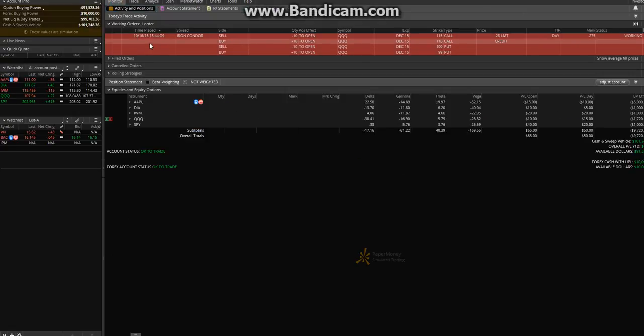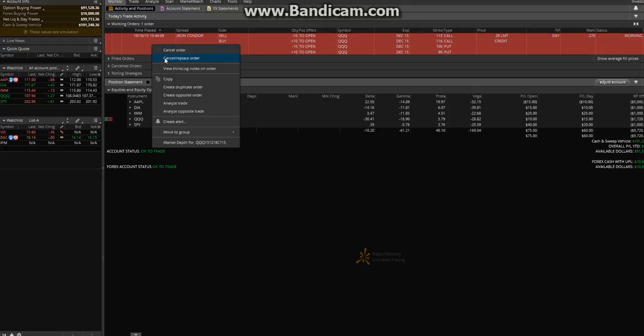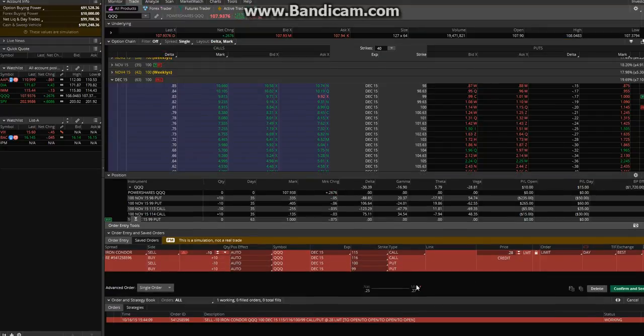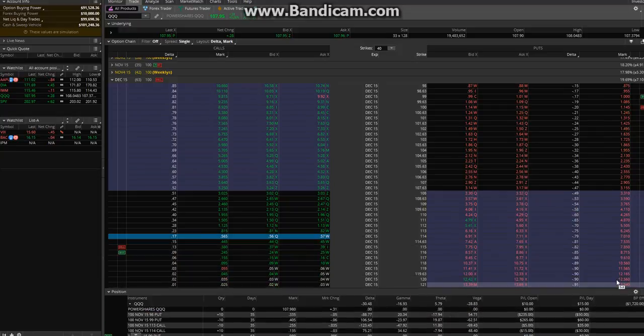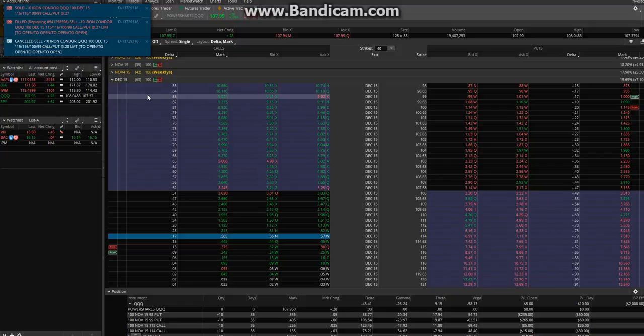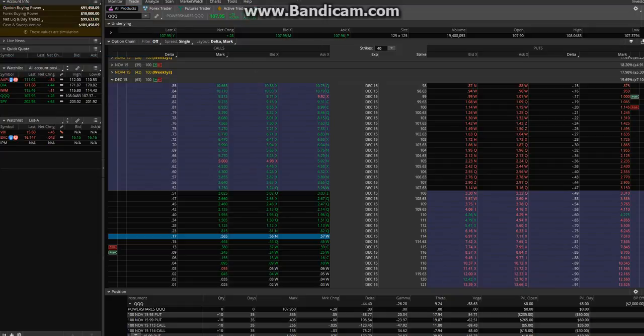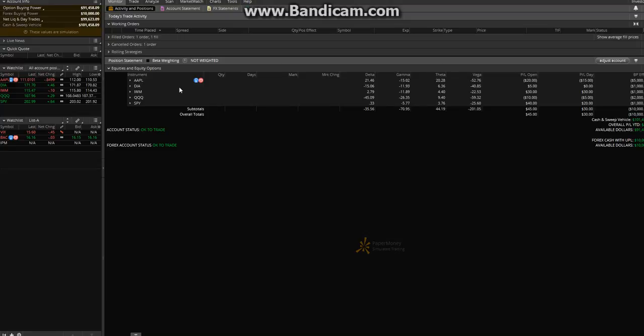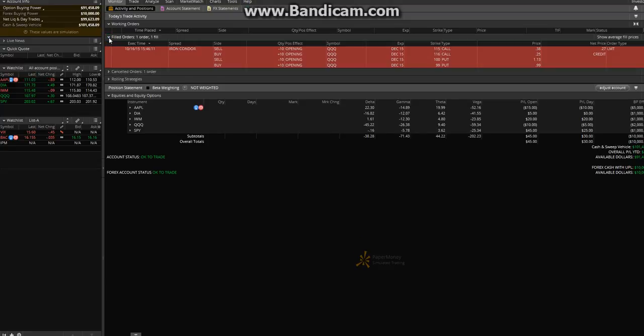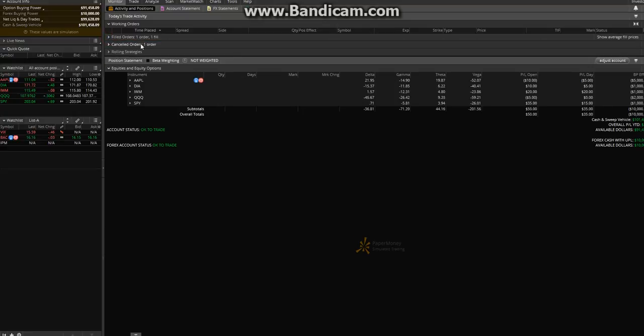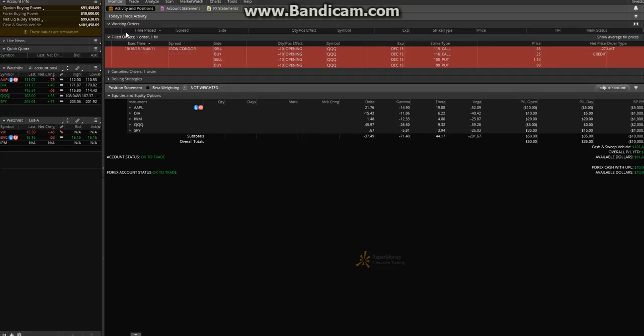If it doesn't go through, you can right click on it, cancel and replace order. Right now it's at 27. I'm just gonna change it to a market. Actually, let's keep it limit, change it to 27 and see if it'll go through. Confirm and send. And it got filled. Yep, it went through.